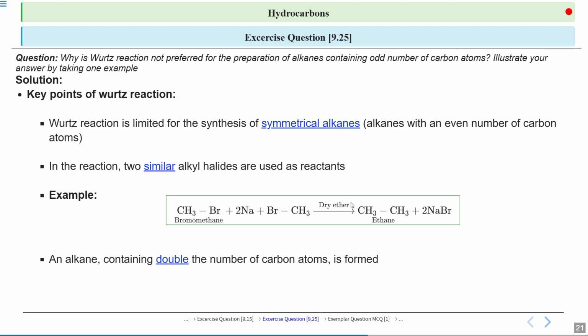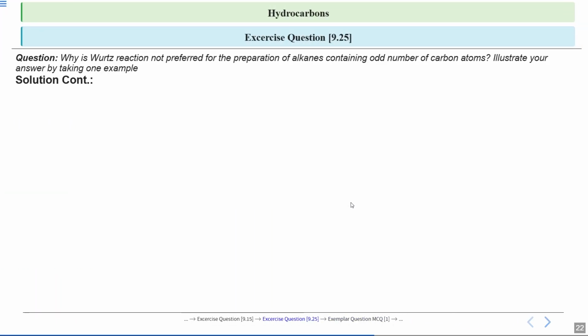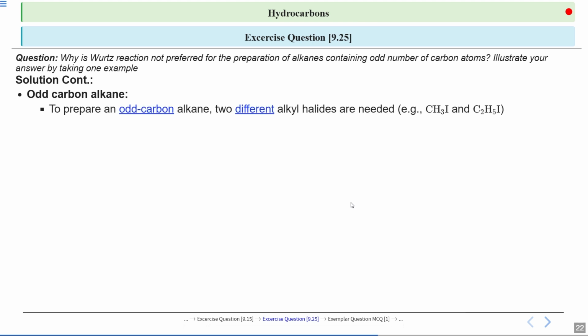The key takeaway here is that Wurtz's reaction results in an alkane with double the number of carbon atoms of the original alkyl halide. This doubling effect is why the reaction is limited to producing symmetrical alkanes, reinforcing the earlier point about its limitations. Now moving on further, what can we say for odd carbon alkanes? To prepare an odd carbon alkane, we need two different alkyl halides. This is crucial because using identical alkyl halides won't give us the odd number of carbons which we need. For instance, let us consider using methyl iodide and ethyl iodide.